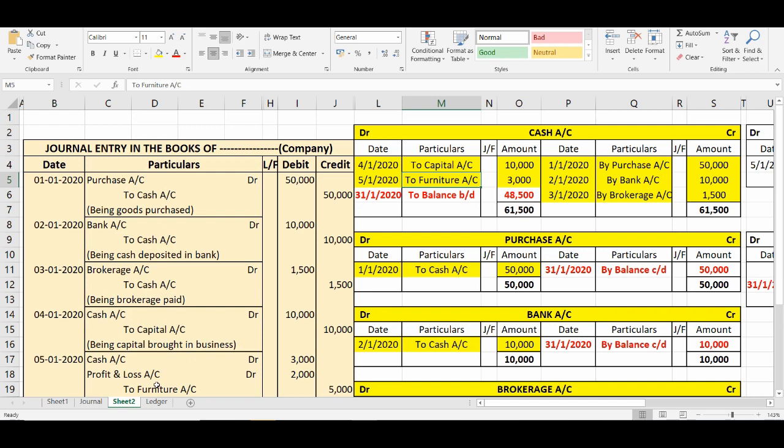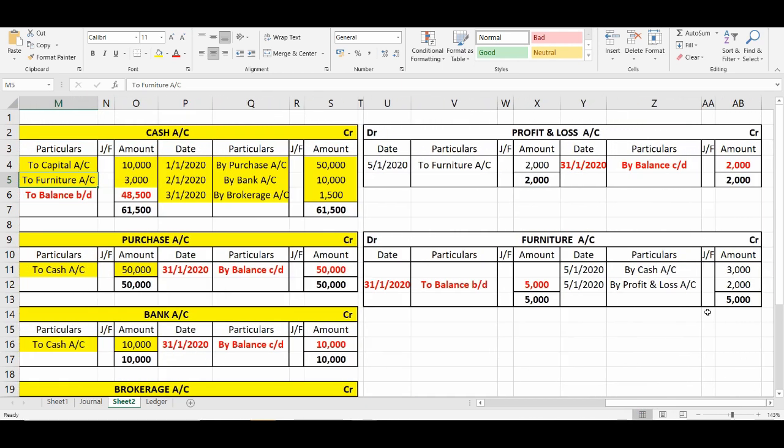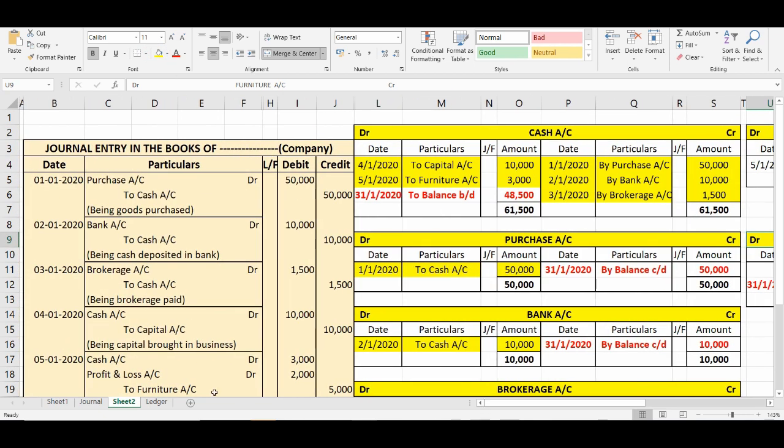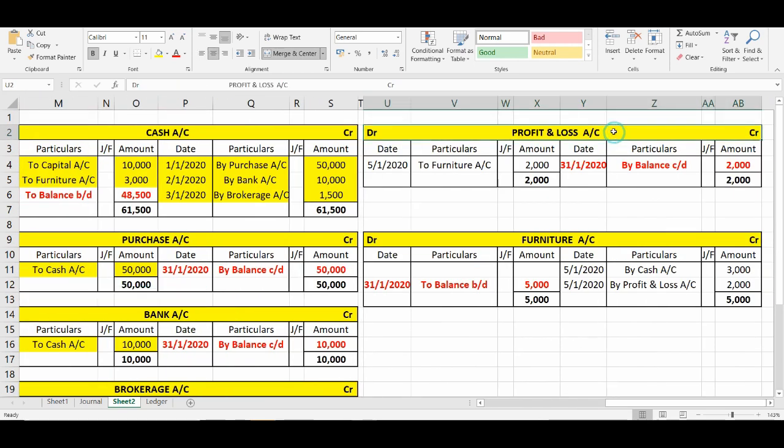So now let's create a profit and loss account and furniture account. Over here it's already been created, profit and loss account and furniture account. So now for passing entry to the profit and loss account, in the debit side an amount of 2,000 will be given under the name of furniture account. So in the profit and loss account in the debit side an amount of 2,000 will be given on 5th January 2020 under the furniture account name.